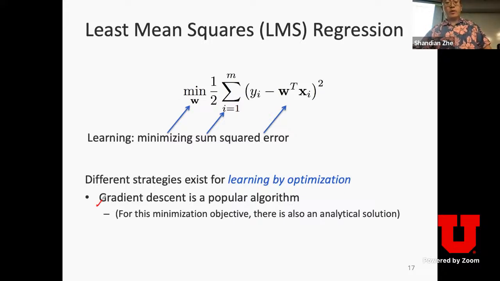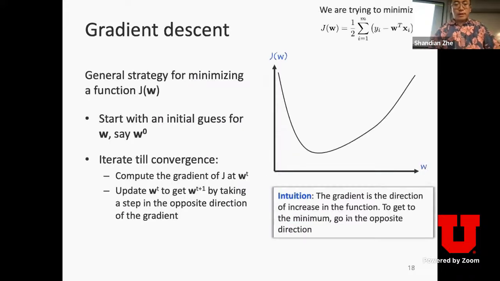Here we're going to talk about the gradient descent based approach, because this is the most popular approach. But we would like to mention later that for this particular minimization objective, there is also an analytical solution. Actually, you can derive it by yourself. Okay, so what is gradient descent?